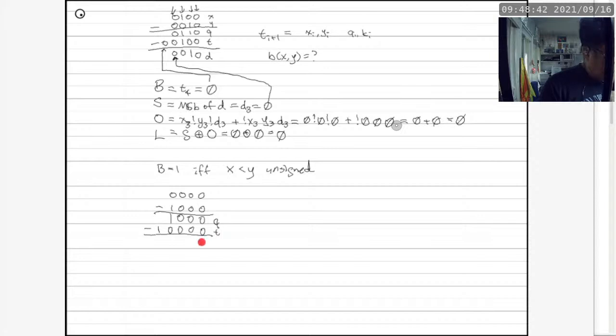The D row is really just the exclusive OR between the T and the Q. So 0, 0, 0. We got a 1 over here.